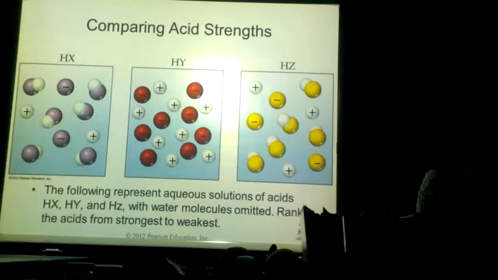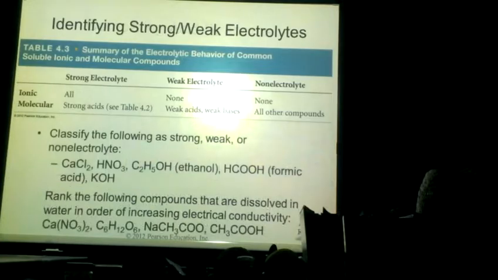Guys, why would HZ be the next before HY? I guess before we move on, because technically I have 2 negatively charged ions here, 2 positively charged ions here, and then I have 3 positively charged ions here, 3 negatively charged ions there. So HZ would have to come next because I have more ions. HX is going to have to come last because it has the fewest ions.